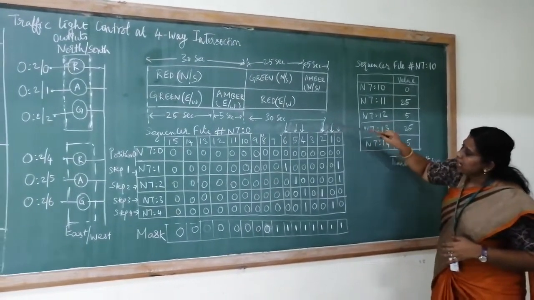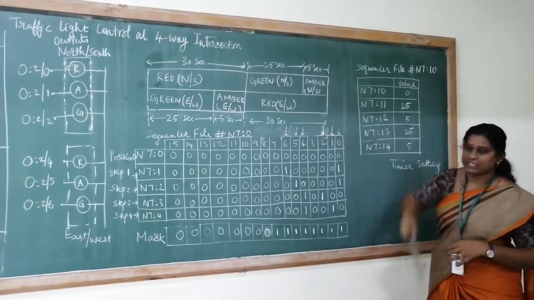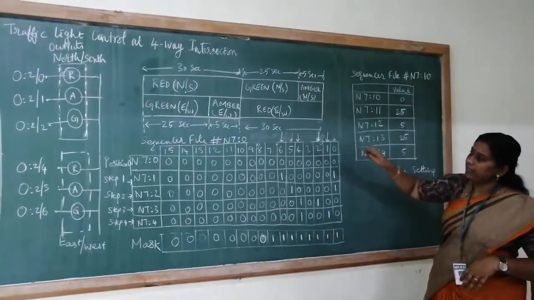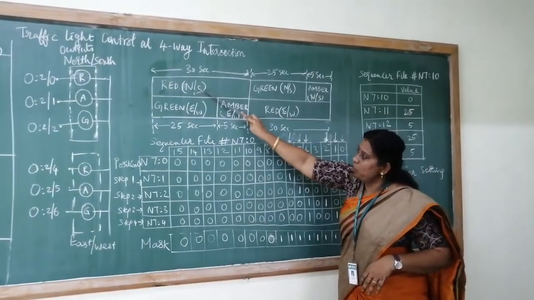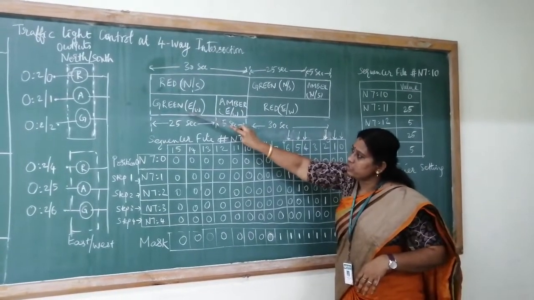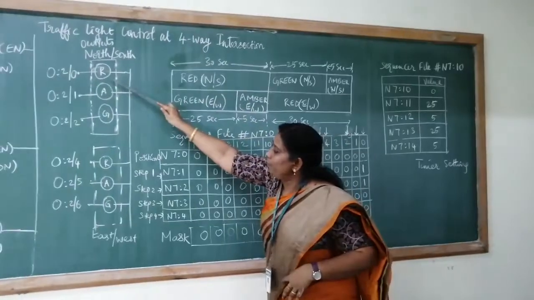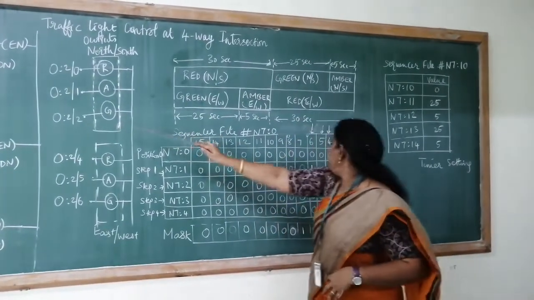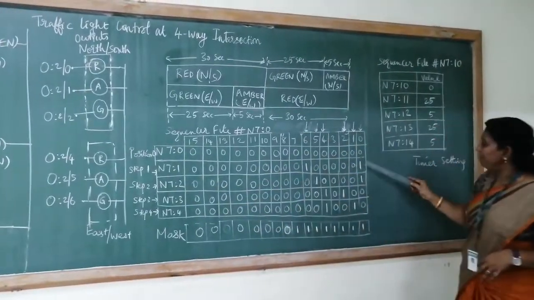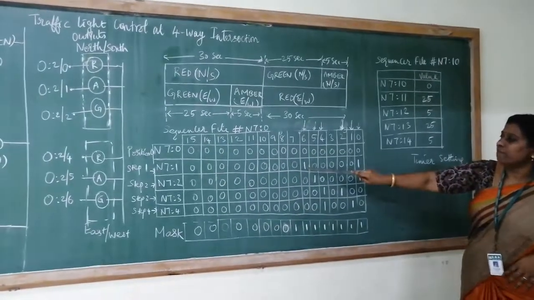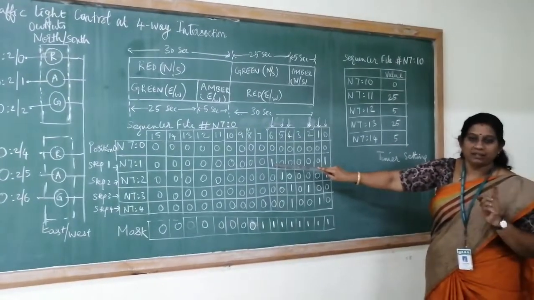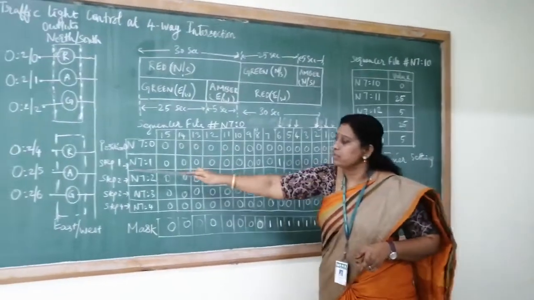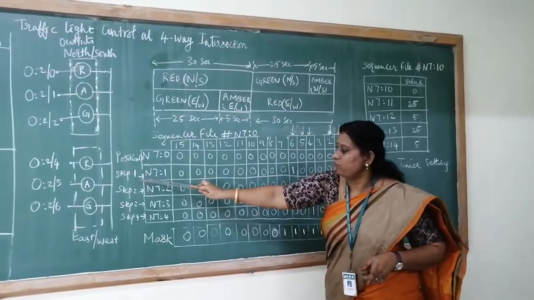I have marked these output bits, and as we have seen in the sequence, initially red in north-south has to be on, and simultaneously green in east-west has to be on. Red is mapped to bit 0 and green is mapped to bit 6, so bit 0 and bit 6 have to be made high. Then only the red light and the green light will be on. I name this sequence step 1.